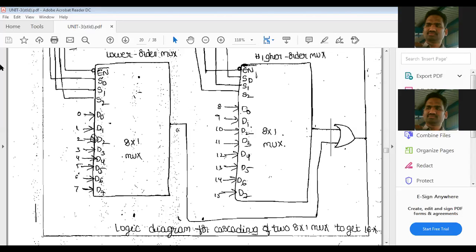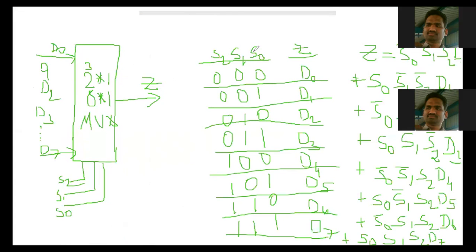After selecting 0, 0, 1, whatever we discussed earlier, according to this: 0, 0, 0 gives D0, 0, 0, 1 gives D1, 0, 1, 0 gives D2, and so on, up to 1, 1, 1 where D7 will appear at the output side. Whenever S3 is equal to 0, my dear students. Okay.